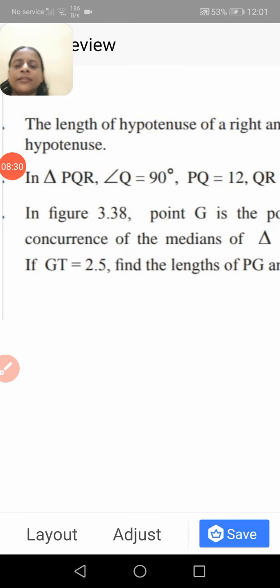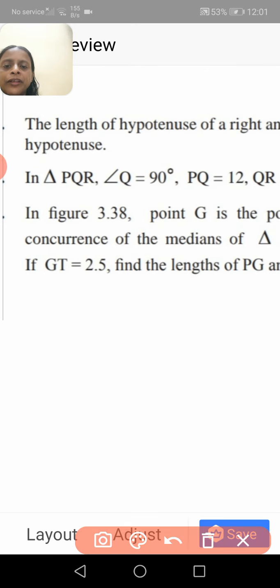Now listen. Here in the first question, it is given that one side of a right angled triangle is 15 units, or 15 centimeters. So here I just make the concept clear. This is given as 15, and this is the right angle, and then we have to find the length of the median to the hypotenuse.